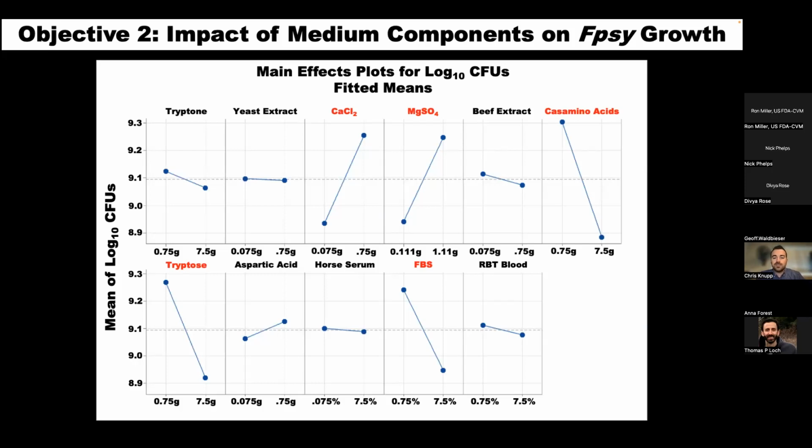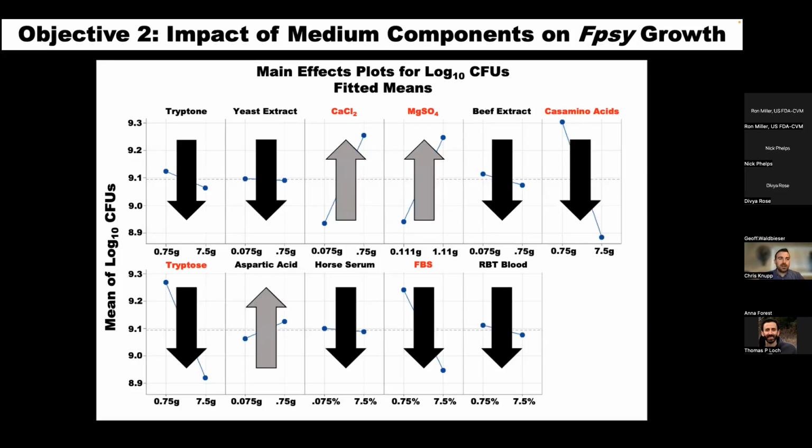So for example, Psychrophilum growth increased significantly from the low to high concentration for calcium chloride and magnesium sulfate, whereas an increase in concentration for casamino acids and tryptose had the opposite effect. And with that in mind, these arrows show what concentrations were predicted to be optimal for the final medium.